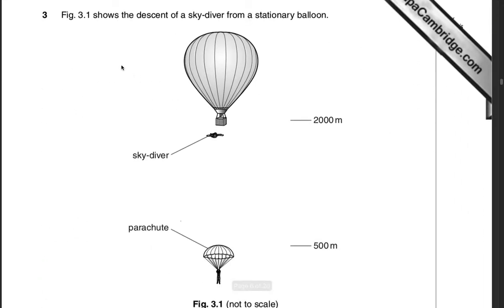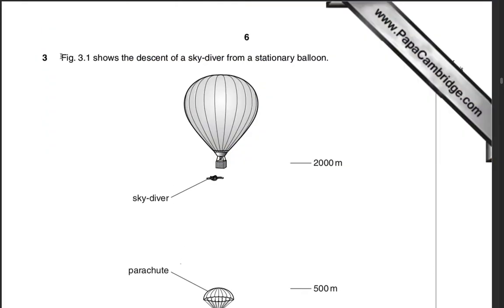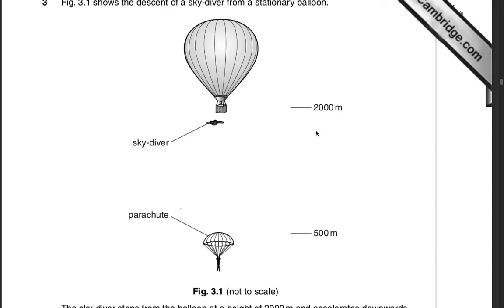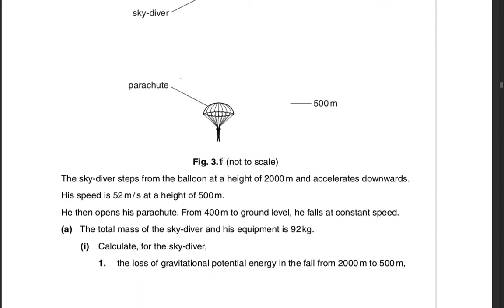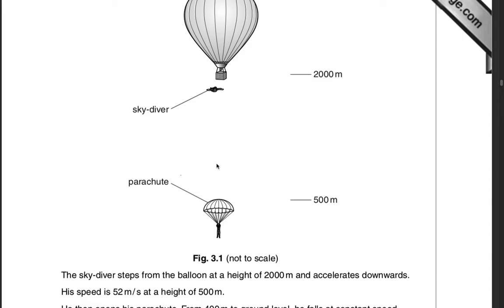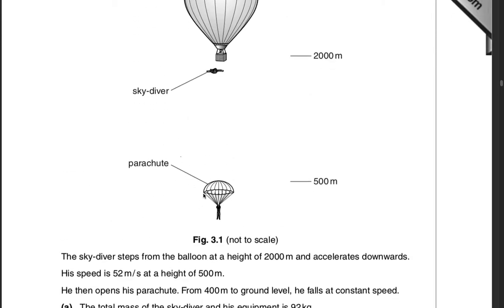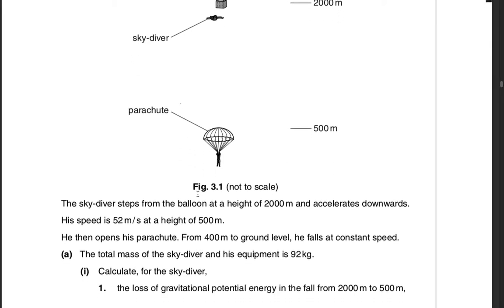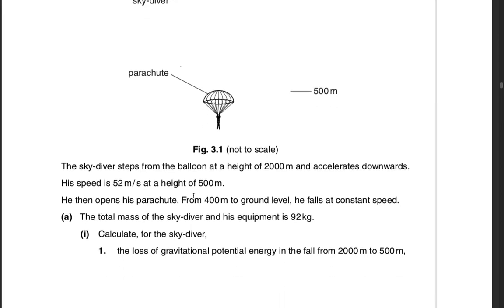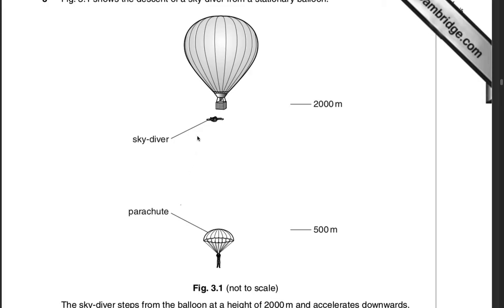Okay, figure 3.1 shows the descent of a skydiver from a stationary balloon. So there's the balloon, and there's the skydiver. At 2000 meters, the skydiver steps out of the bottom of the balloon. That's basically 2 kilometers. His speed at 500 meters is 52 meters per second. Then he opens his parachute. From 400 meters to ground level, he falls at constant speed. The total mass of the skydiver and his equipment is 92 kilograms. You can see that he's wearing a bag which contains the parachute.